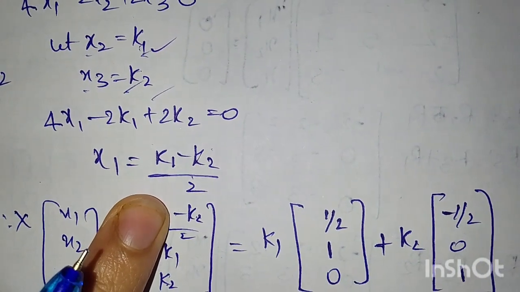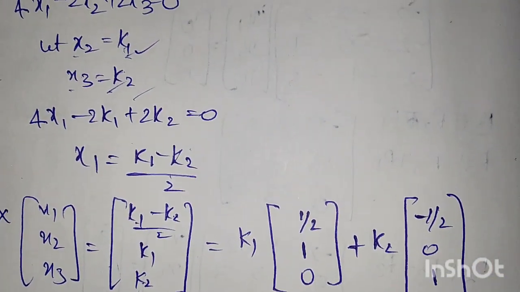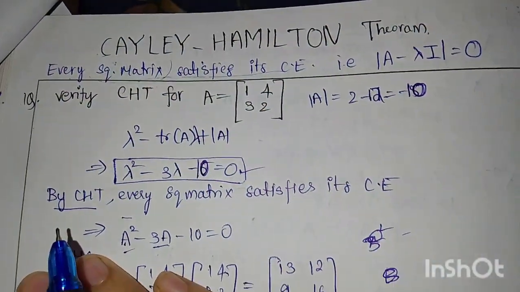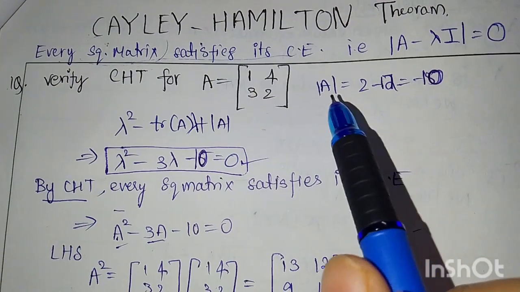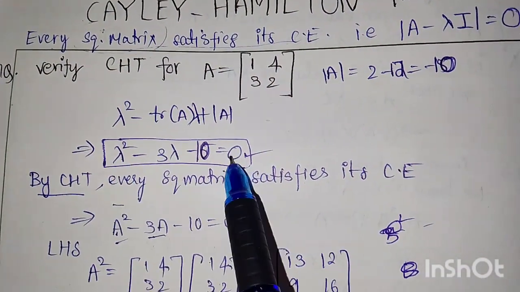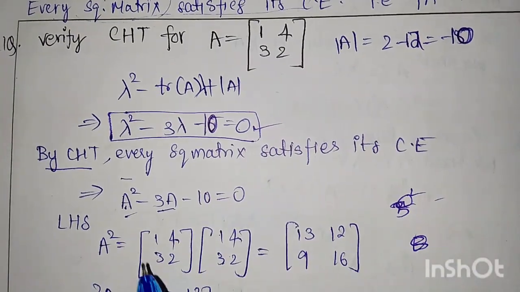So the Cayley-Hamilton theorem is very easy. It says that every square matrix satisfies its characteristic equation. We get the characteristic equation, and then we put the square matrix in place of lambda, that's it, and we have to show LHS is equal to RHS, that's it.